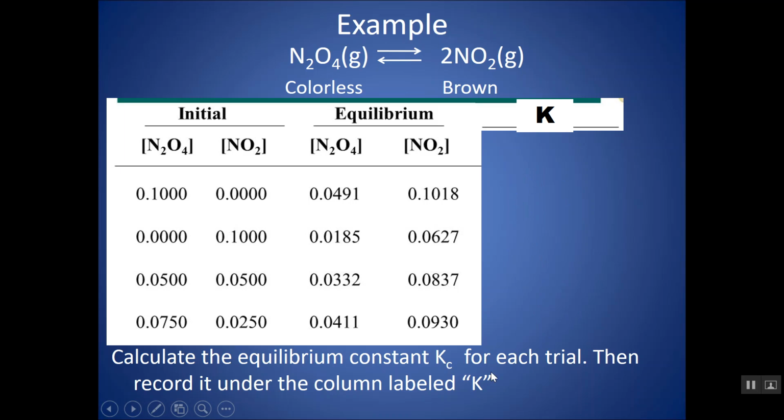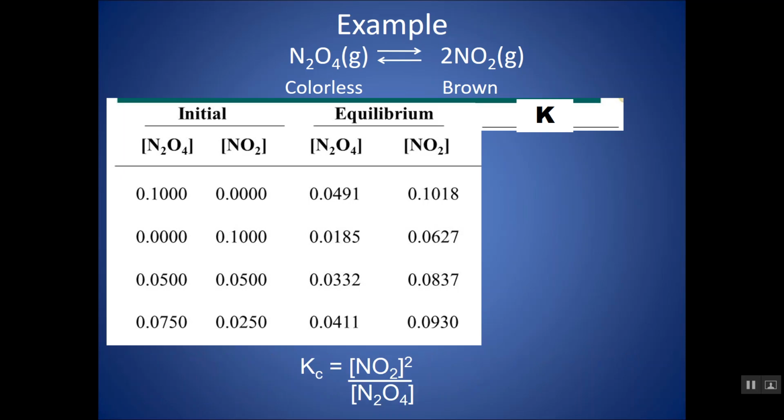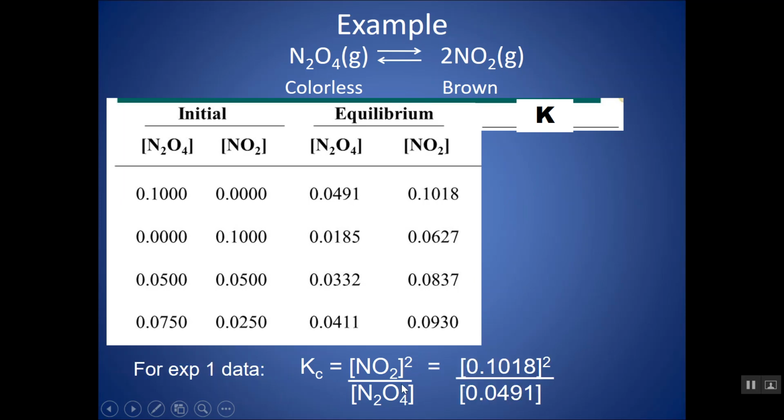Now, K is called the equilibrium constant, so make sure you're plugging in equilibrium concentrations, not initial. So if they give you initial, that's cool, but that's not what's going into the equilibrium expression. You have to plug in your equilibrium values. That's why it's called the equilibrium constant expression. So what I'm plugging in in this case would be NO2 squared over N2O4, and I'm doing that for each trial using the equilibrium data. Okay, so for experiment 1, just showing what I'm doing.